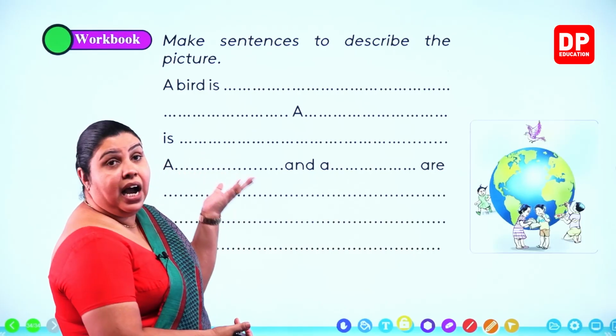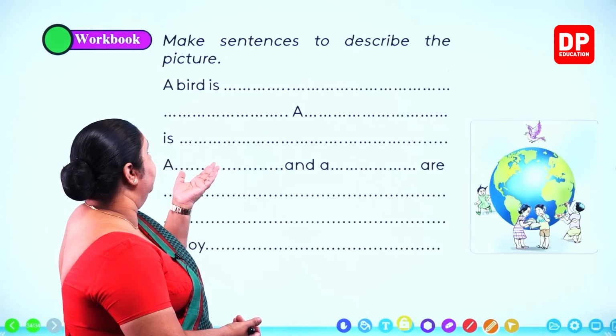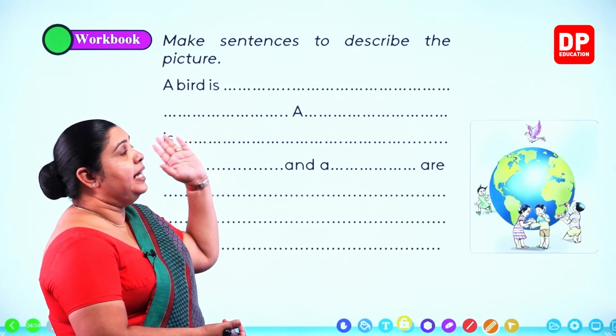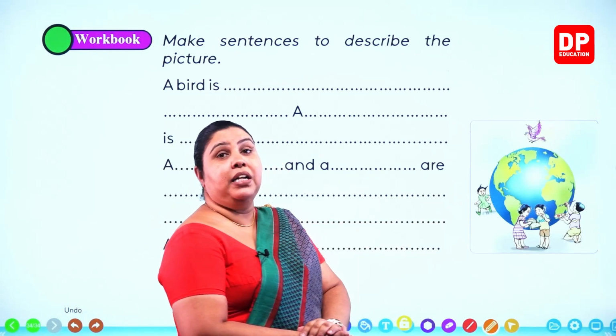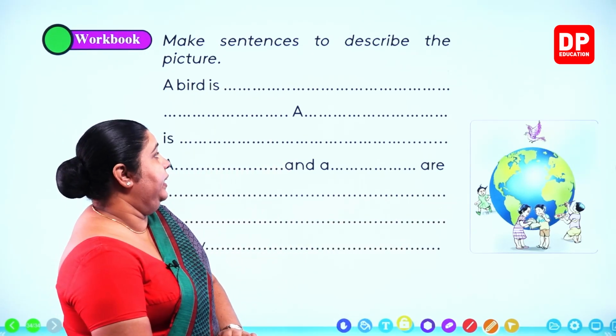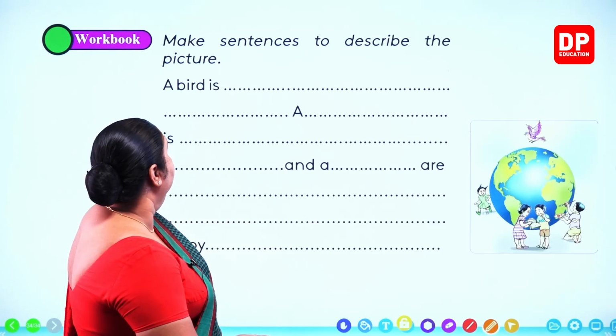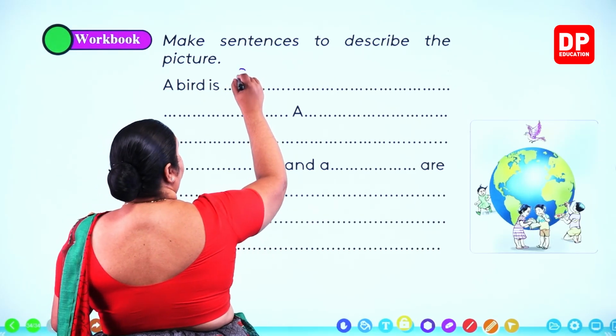So now they have started with the sentence with a bird is and there is a blank line. So when you look at this, a bird is what? A bird is flying.